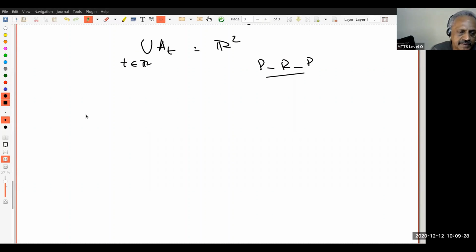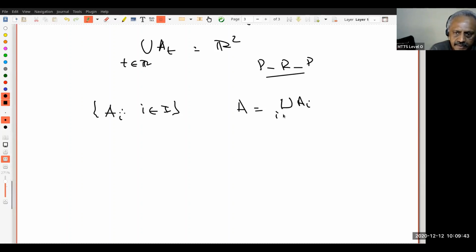Before we go further, let us look at some abstract exercises. First, let A_i be a collection. Let A equal the union of A_i, i in I. Now A is a subset of X, right? What is the natural question I can ask?